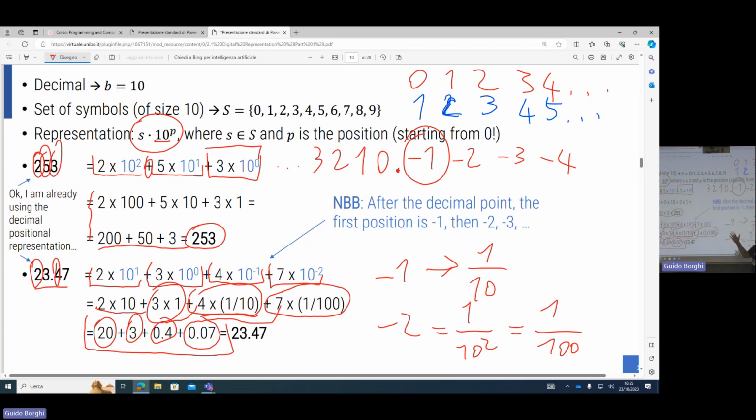Well, we have used the decimal positional representation to express values. A very simple example, just to understand how it's possible to use the positional representation to express values. Doubts? Questions?